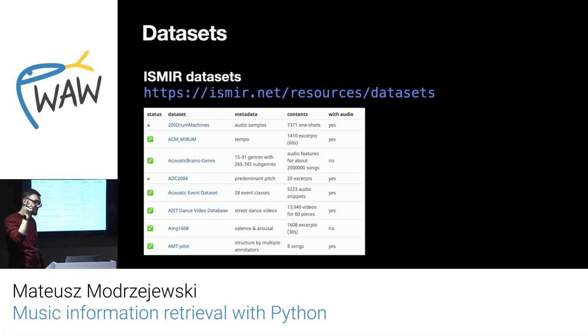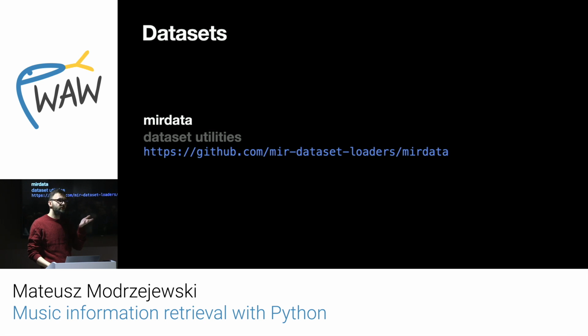Apart from the APIs, there's also a whole bunch of data sets, and there's ISMIR, which is the most famous MIR conference, and they also maintain a curated list of data sets. Some of them contain audio, some of them contain lyrics or MIDI files or different types of musical data. So there's plenty of data to choose from, whatever interests you for your next project. And there's also a library called MIR data, which provides very convenient utility and wrapper functions for many of those data sets, so you don't even have to work with them manually.